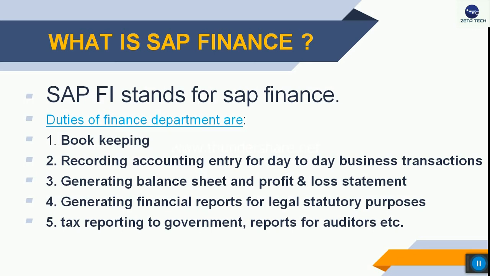Number three is generating the balance sheet and profit and loss statement. This is the most vital and most important topic of accounting. This is called the balance sheet and profit and loss statements.